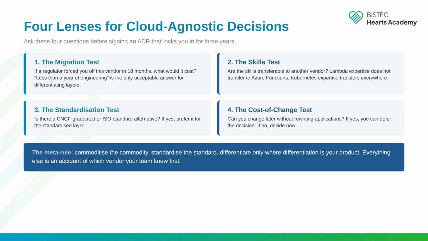Pick a portable alternative. Lens 2, the skills test. Are the skills transferable to another vendor? Lambda expertise does not transfer to Azure functions. Kubernetes expertise transfers everywhere. If your team is learning a non-transferable skill, ask why. The answer is usually, because we did not have time to learn the portable version. That is a temporary condition, not an architecture.